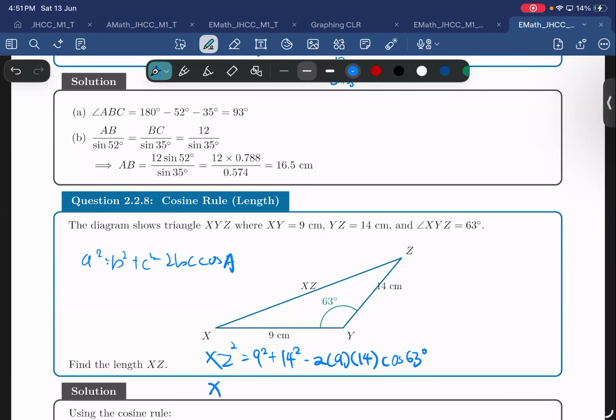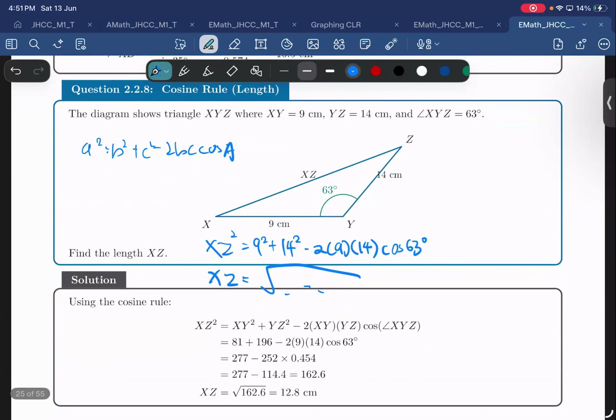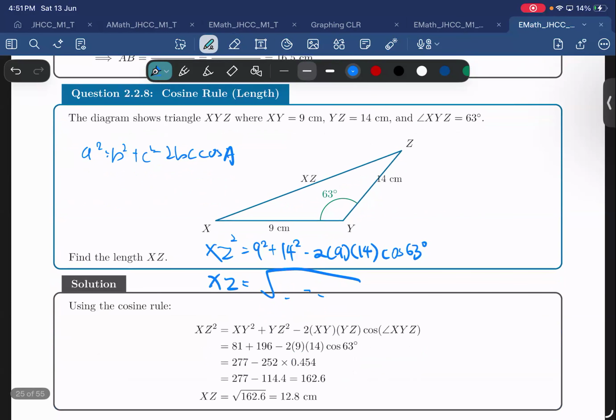It's the angle that's opposite the length that you want to find. So XZ will just be the square root of this whole thing. The whole thing inside is 162.6. Then if you square root it, it will be 12.8 cm. Okay, any questions about sine rule, cosine rule?